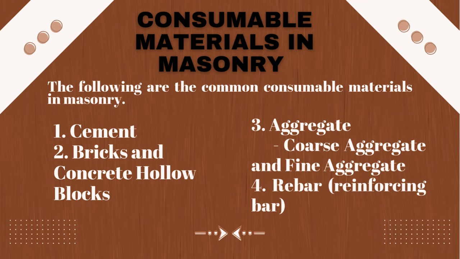Consumable materials in masonry. The following are the common consumable materials in masonry. 1. Cement. 2. Bricks and concrete hollow blocks. 3. Aggregate: coarse aggregate and fine aggregate. 4. Rebar, reinforcing bar.